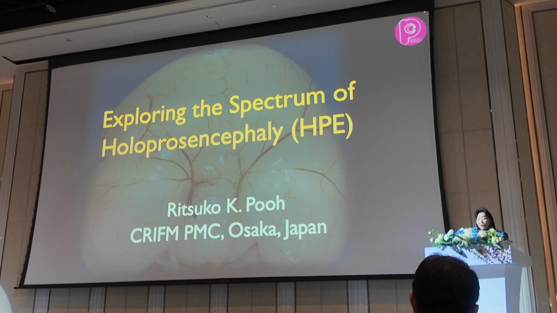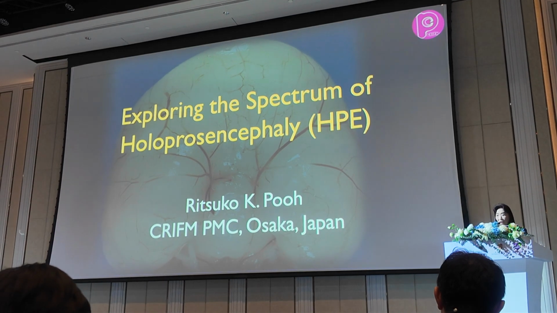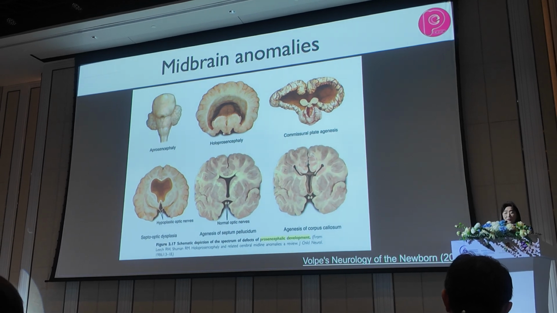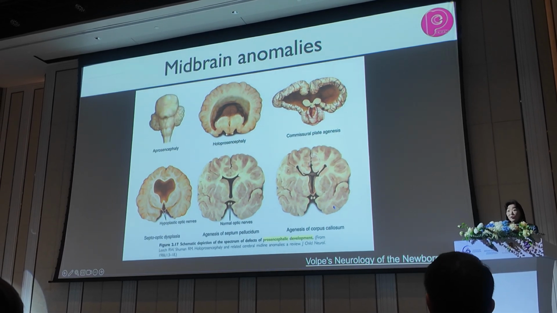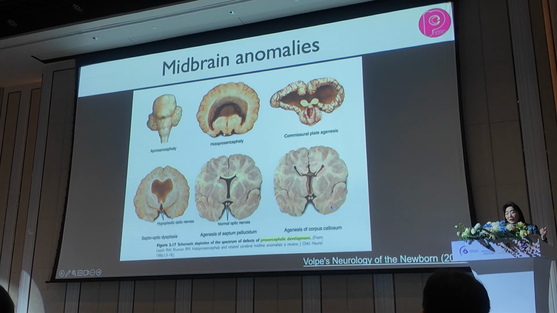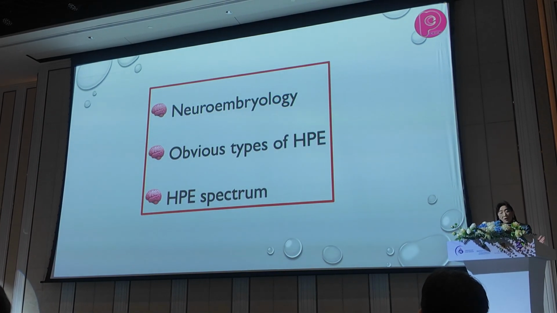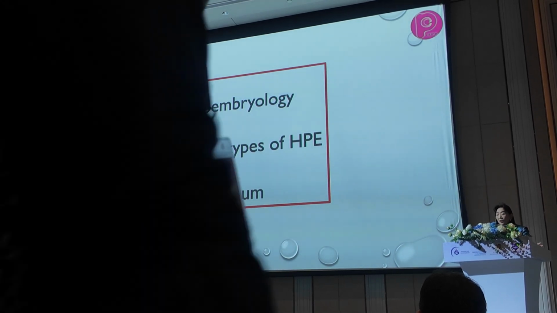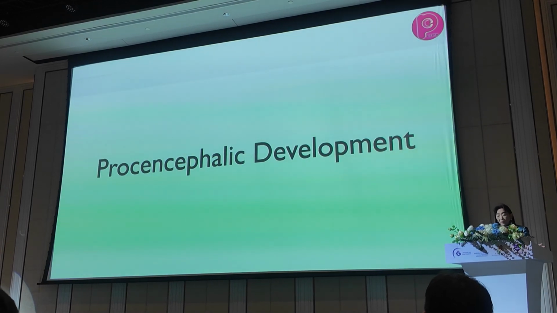Okay. So I'll try to talk about holoprosencephaly and its spectrum. Most probably, you know about midline brain abnormalities like holoprosencephaly and agenesis of the corpus callosum, right? But today I would like to focus on the embryology and the various types of HPE, holoprosencephaly, and its spectrum.